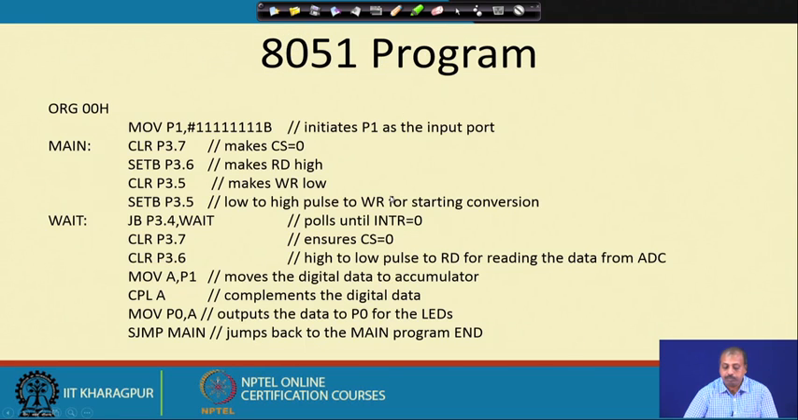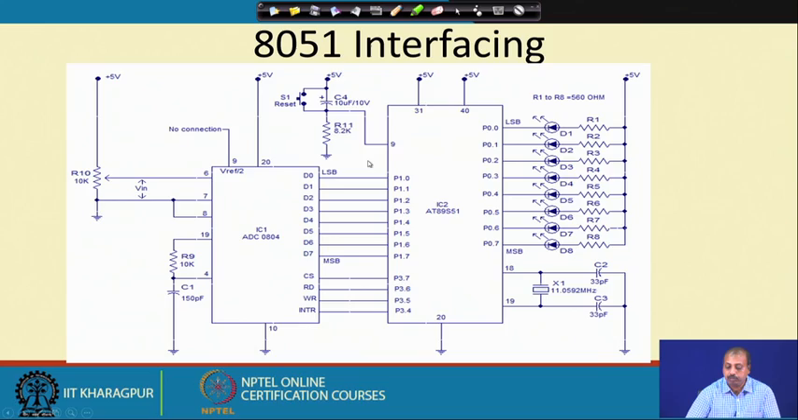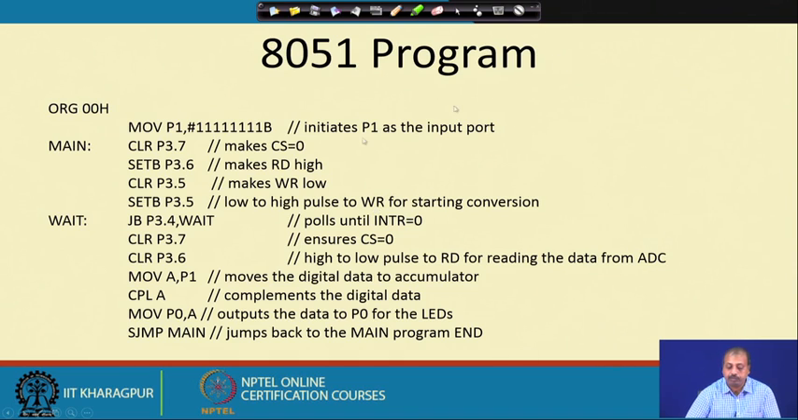Now, the program structure will be something like this. Origin 00 hex means that the program will be compiled from location 00 hex. First of all, P1 has to be put in the input mode. If you look into this port, P1 is connected as input from D0 to D7, so P1 has to be configured as an input port. This is done here. Then we select the chip select line and make it equal to 0, so clear P3.7 will put this CS line equal to 0.